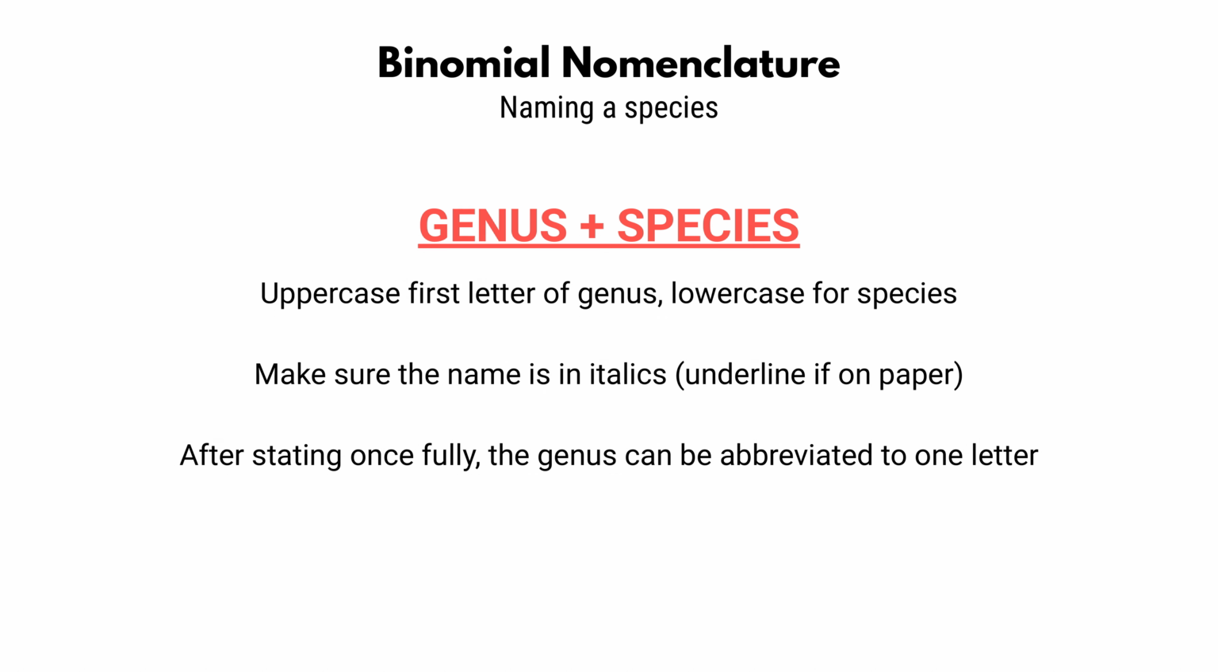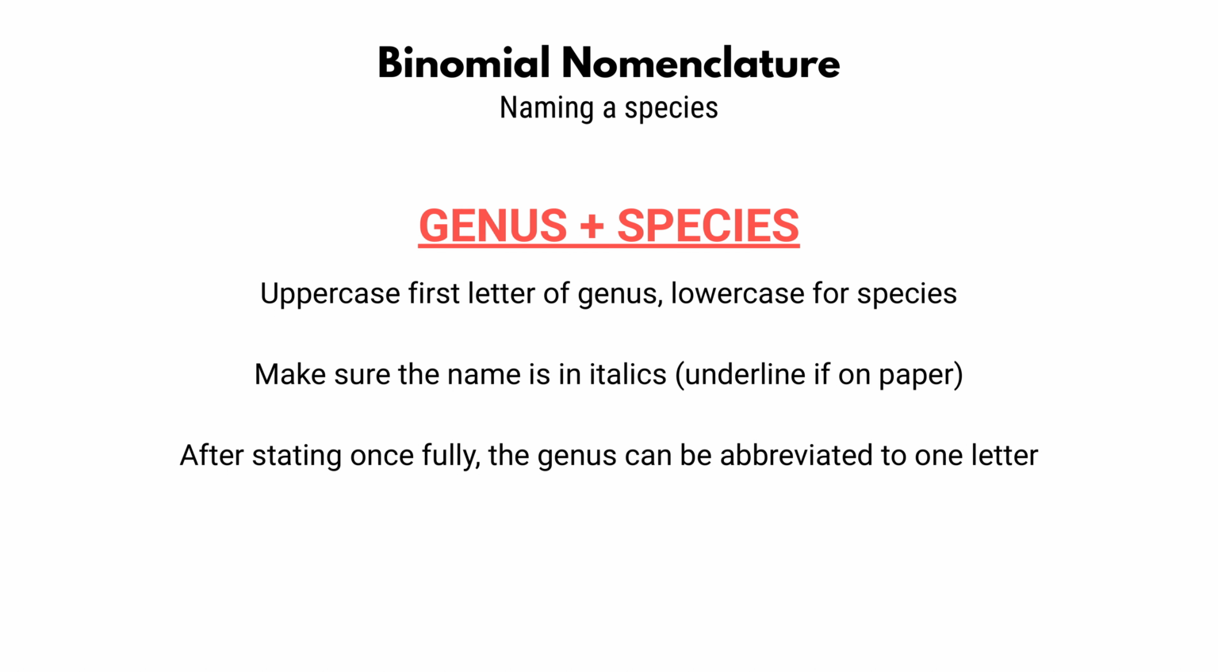Now let's get into the naming of a species, known as binomial nomenclature. The main rule for this is you go with the genus name and then the species name. But don't forget these 3 simple rules. First of all, you must uppercase the first letter of the genus, and then lowercase the first letter of the species. The second rule is to make sure to write the name in italics. Or, if you're on paper, writing an underline should be a lot easier.